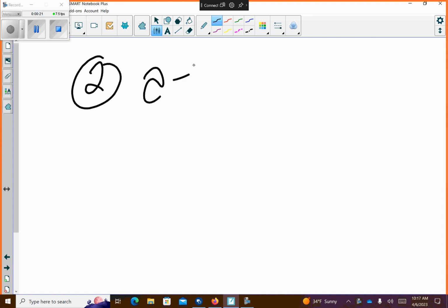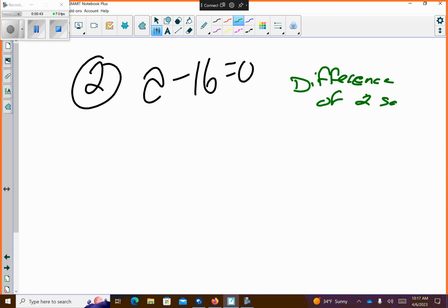Number 2, I have a squared minus 16 is equal to 0. Okay? So, few things just to remember. This problem is called the difference of two squares. All right? Remember the difference of two squares equation is this.